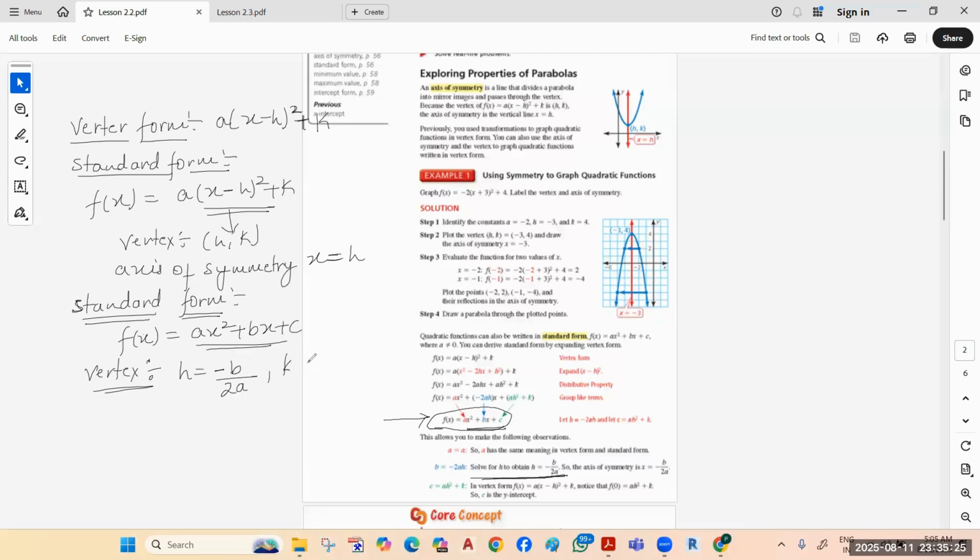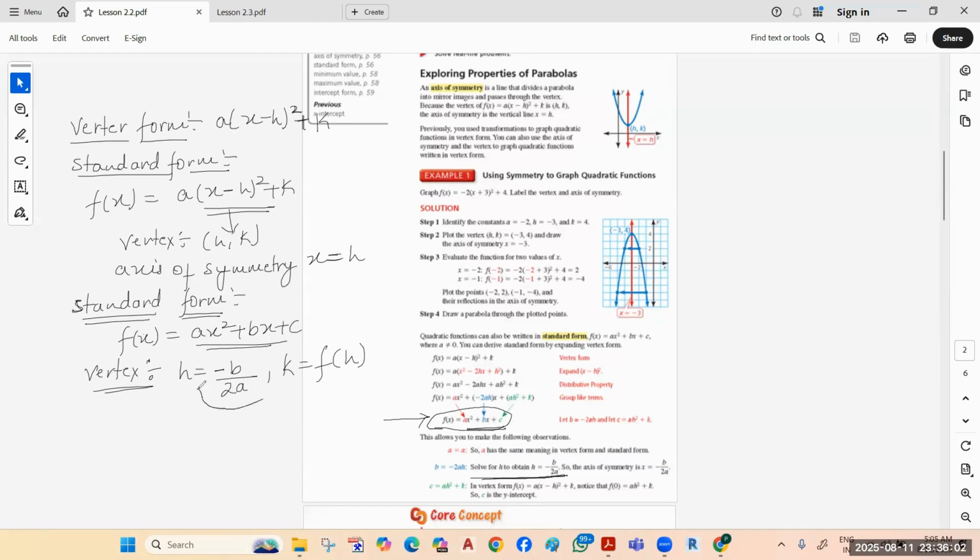Then what will be the value of k? What will be the y coordinate of the vertex? This is the x coordinate, right? Minus b over 2a. Then what will be the y coordinate of the vertex? Because Pranav will have the two coordinates, x coordinate and the y coordinate. Then he can plot the point, right? f of h.